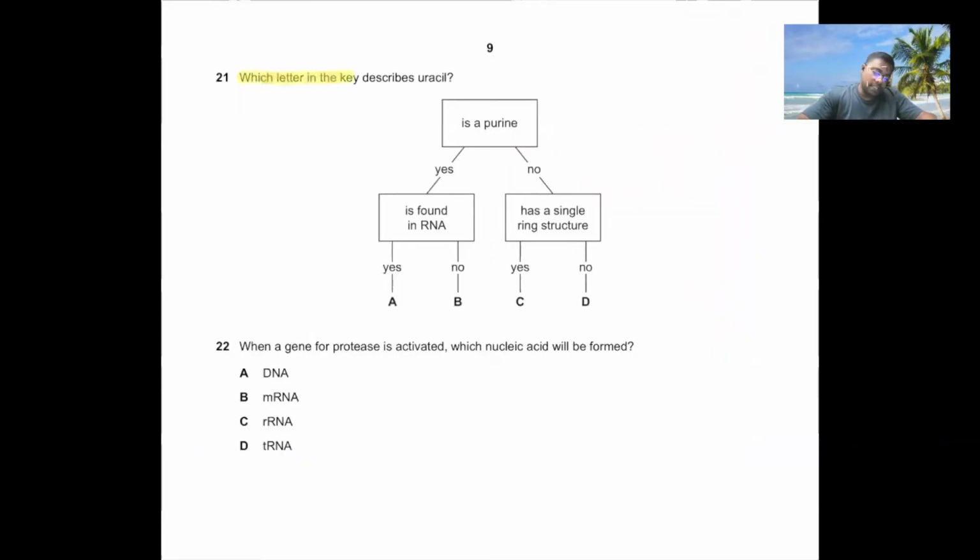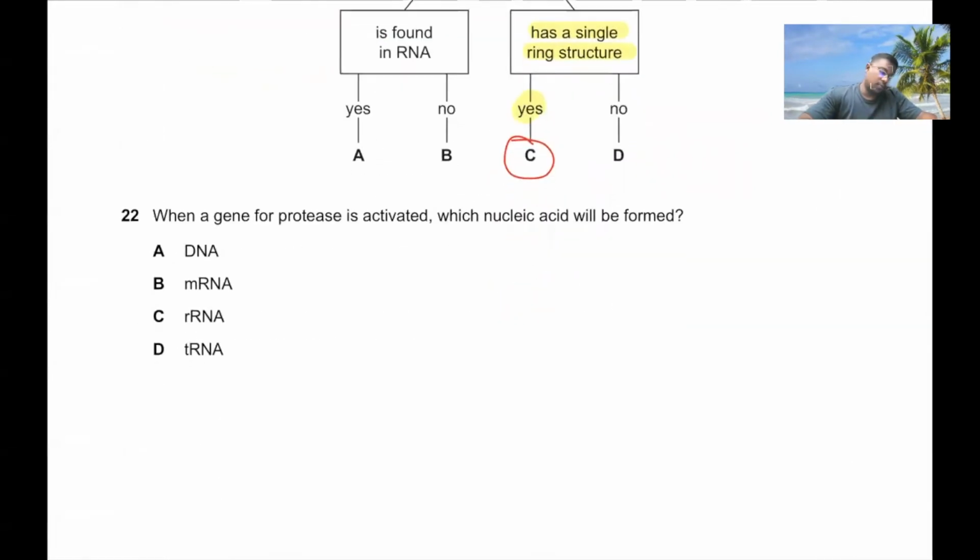21. Which letter is the base uracil? Is it a purine? No. Has a single ring structure? Yes. C is the correct answer. When a gene for protease is activated, which nucleic acid will be formed? We activate a gene for producing a particular protein, so definitely mRNA will be formed. 22B.